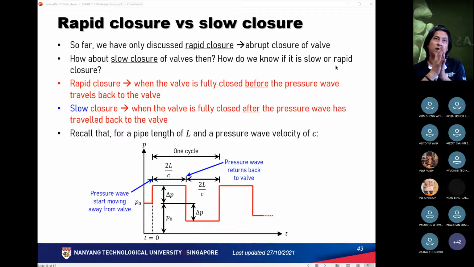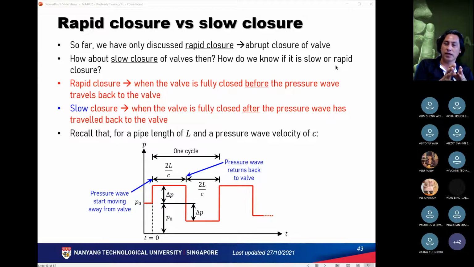And I believe we have covered the pressure variations experienced by the valve as the water hammer effects, right? The pressure wave propagates upstream, downstream, and upstream, and so on and so forth. So we have seen the pressure variation, the P-versus-t diagram. Now, there's an outstanding question, isn't it? So far, we've been looking at water hammer effects when the valve is closed very, very rapidly.